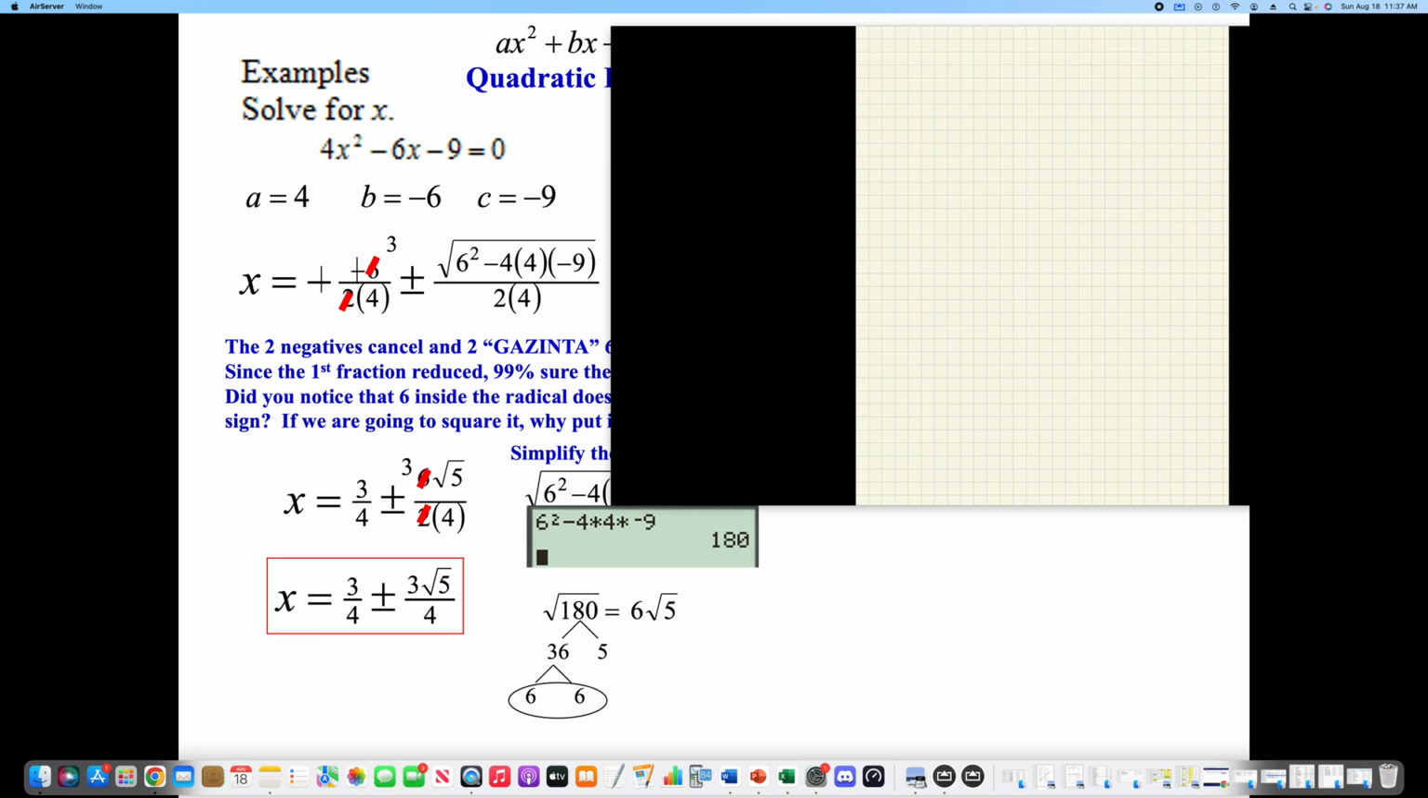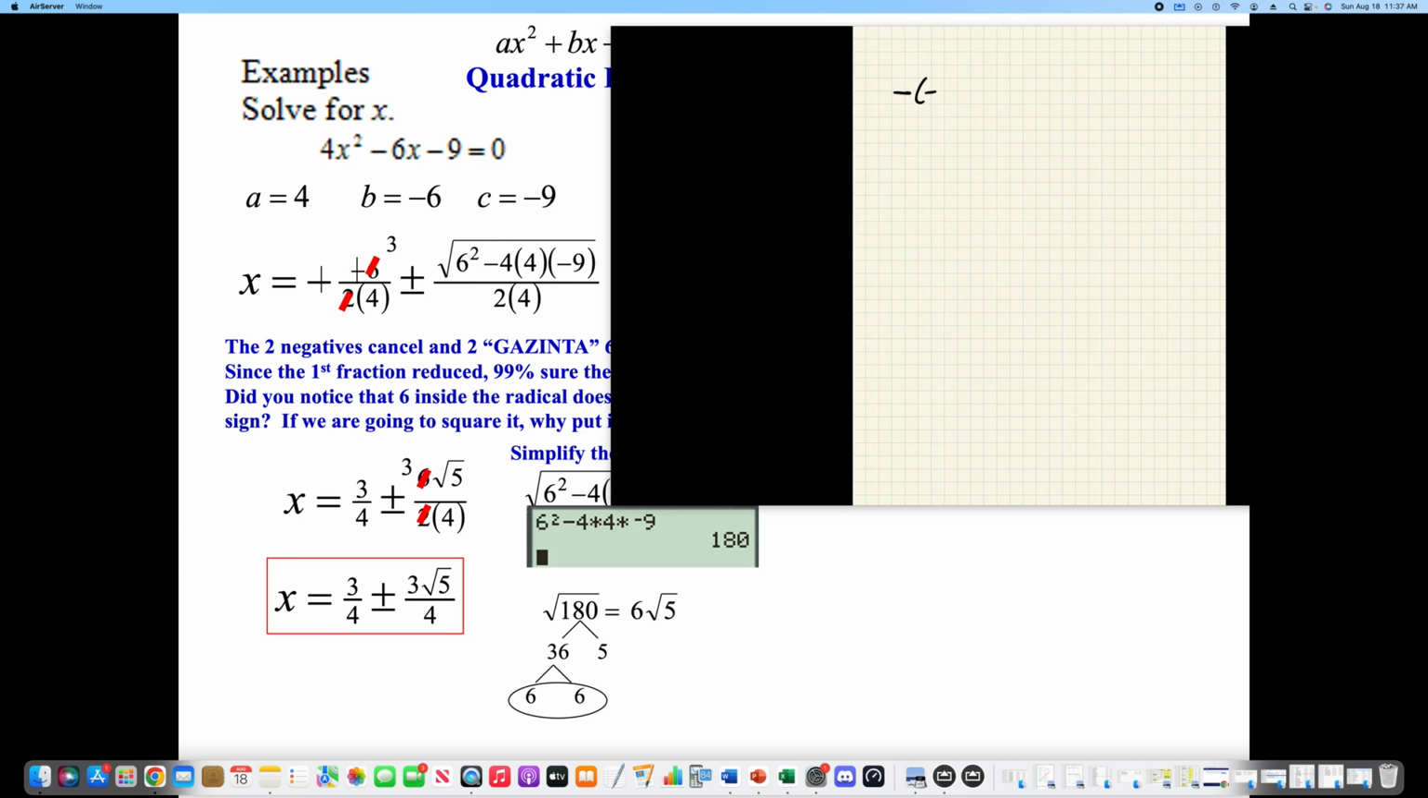Okay, so I see this as negative 6 plus or minus the square root of negative 6 squared minus 4 times negative 9, all over 2 times 4. And all of a sudden I see this: oh, plus plus, 2 goes into 6 3 times. And now I simplify this and I get 3 plus or minus the square root of 180, which we now know is 6 square root of 5, over 4, and then I see this.